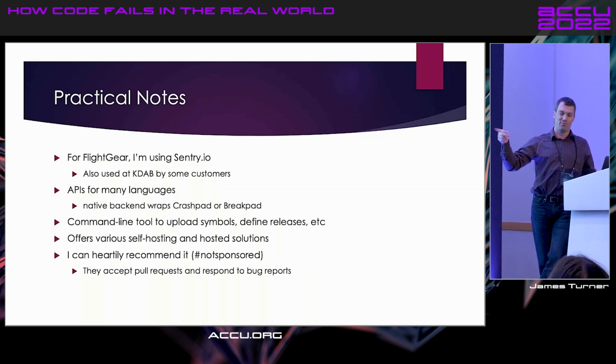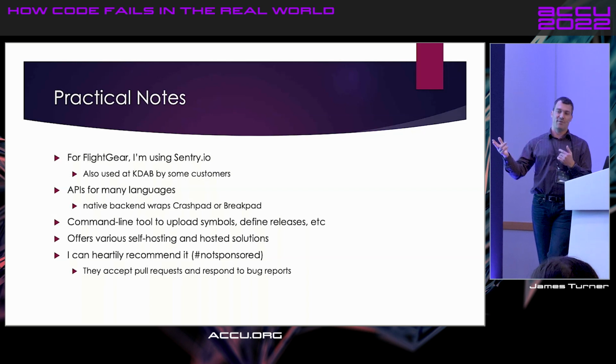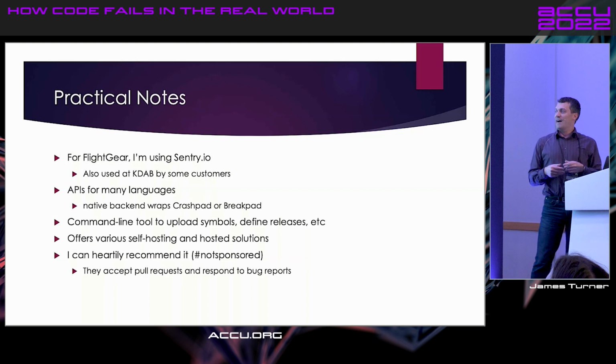It's basically got a helper tool you put on your build machine that will extract the PDBs, upload them, and check what version they correspond to the executable. So when a crash report comes in, it can do the linking together of the information very nicely. It offers self-hosting and hosted solutions, but crucially, if you're an open source project like FlightGear, they offer you hosting for free, that was a bit of a no-brainer for me.